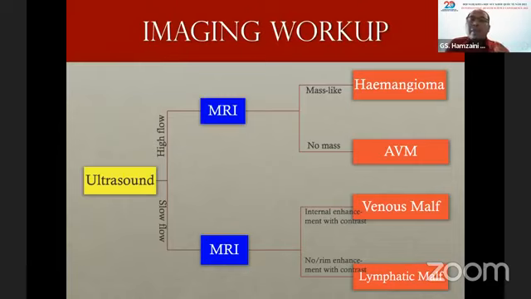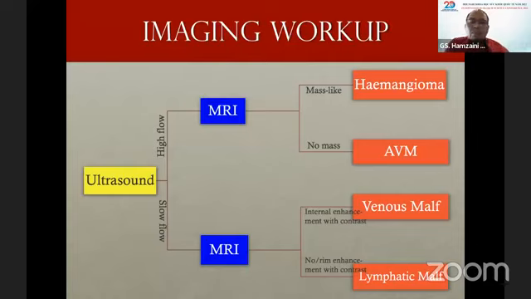MRI will differentiate whether this is a mass or just an engorged or enlarged vessel. So if it is a mass-like lesion, then most likely it is hemangioma. If it is no mass but just a tubular dilated vessel, then it is most likely arteriovenous malformation. And we can also assess the communication or nidus of this AVM.